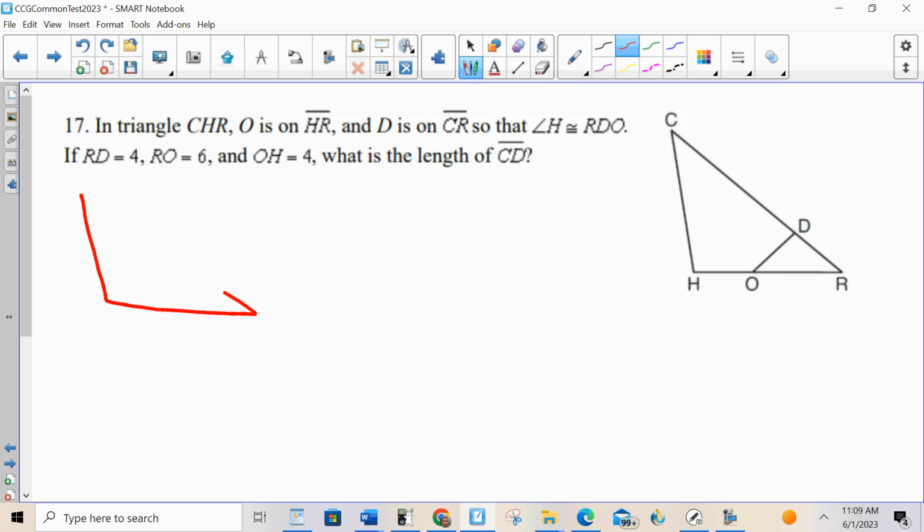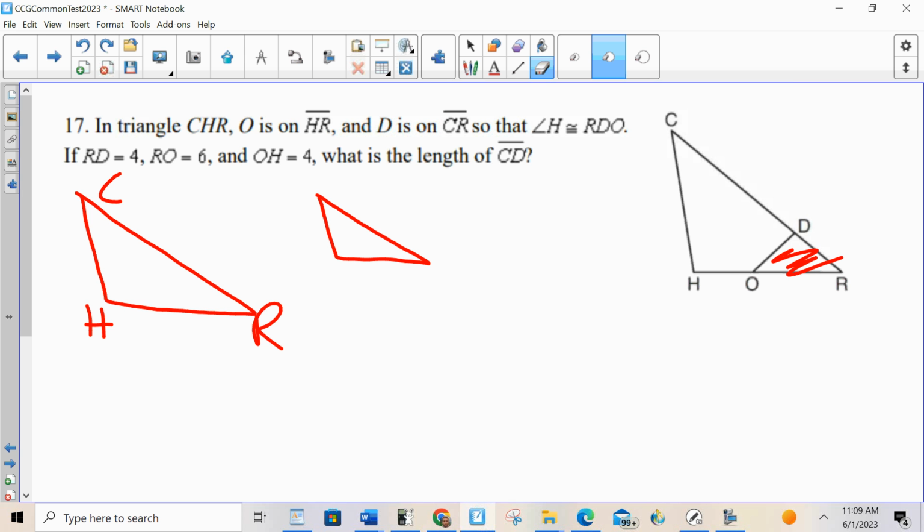So I'm going to draw my big one, my CHR, and I'm going to draw the small one so that it looks the same as the big one. So I'm not going to draw it like it looks here. I'm going to draw it like the big one. The tricky part is getting the letters in the right spot. How do you get the letters in the right spot? Well, I got you. Here's how.